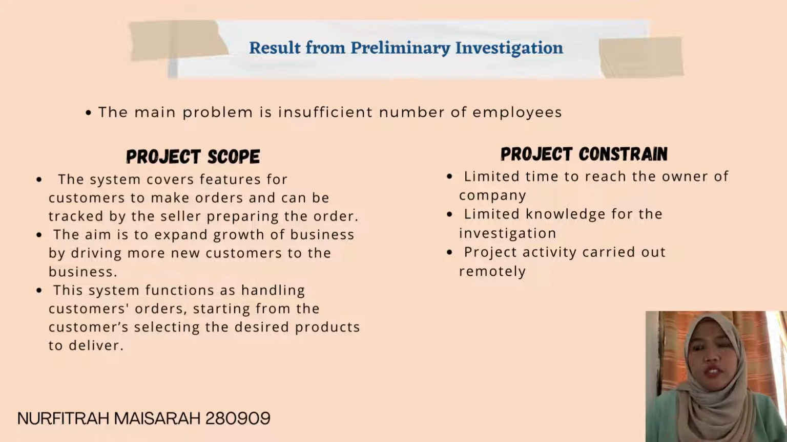Okay, for the project scope, the system covers a feature for customers to make orders which can be tracked by the seller indirectly, so they don't have to directly go to the customer to take the order. The aim is to expand the growth of the business by driving more new customers to the business. Other than that, we also identified that this system functions to handle customer orders, starting from the customer selecting the product that they want to buy to the owner delivering the product.